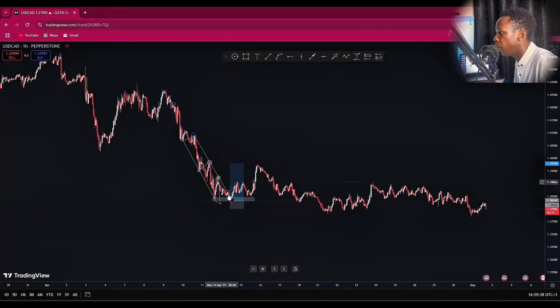Market had a break, retest, then I bought. You see, break, retest, then I buy.